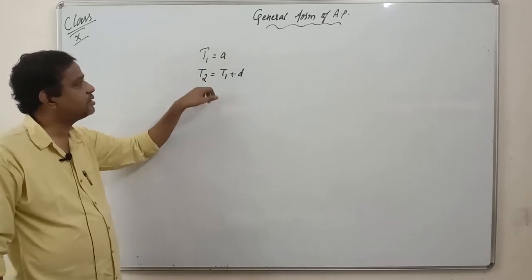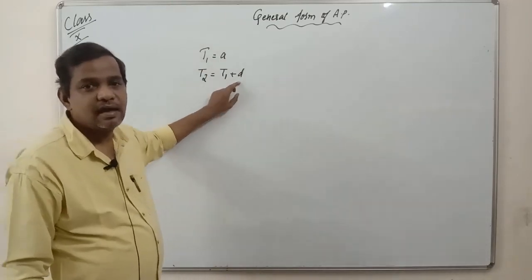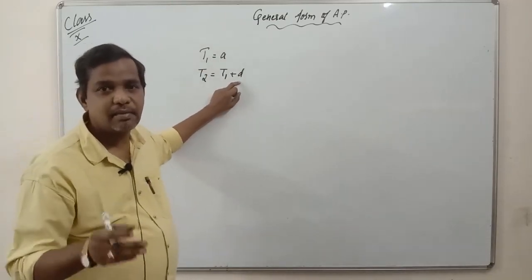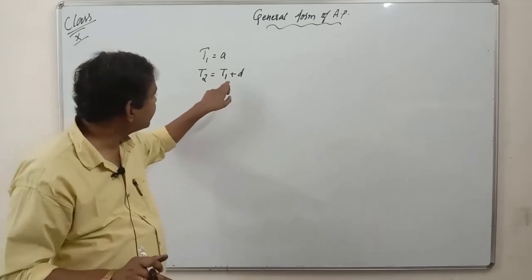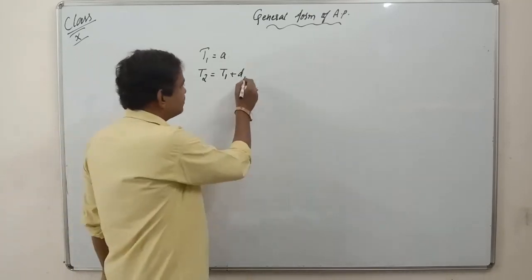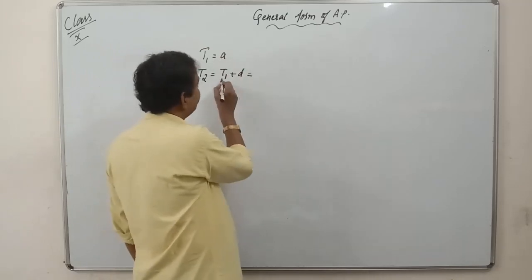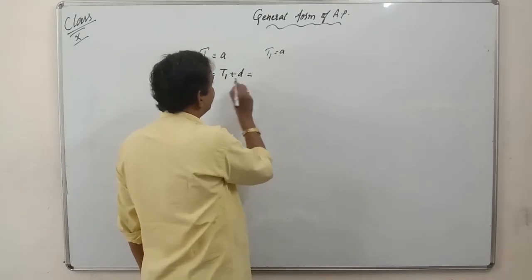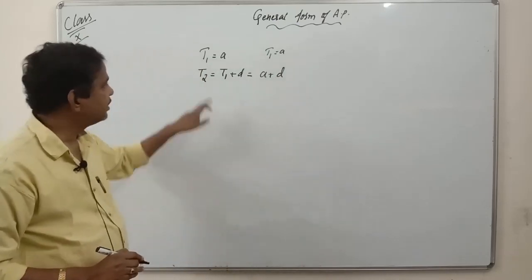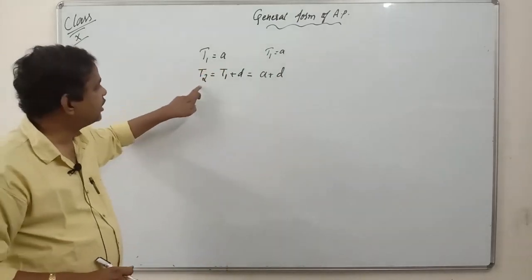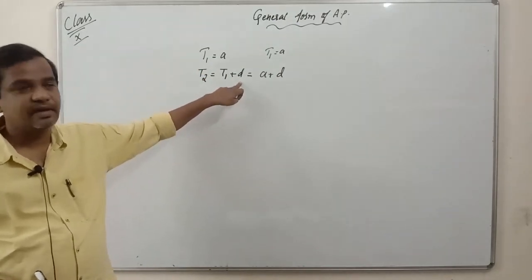Here T2 equals what? T1 plus d. Why are we taking d here? I told you in a sequence, either you should add or subtract a constant number. That constant number is called common difference. That's why we are adding T1 plus d here. If you observe carefully, what is T1? T1 is A, so instead of T1 I can write A. This becomes A plus d. T1 is A, T2 is T1 plus d. Why d? It is a constant, the common difference, denoted by d.